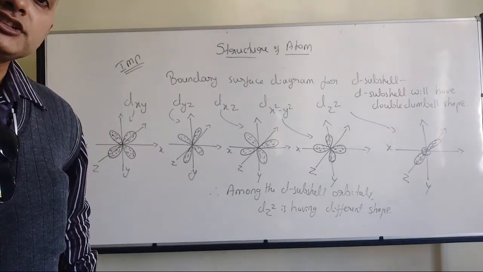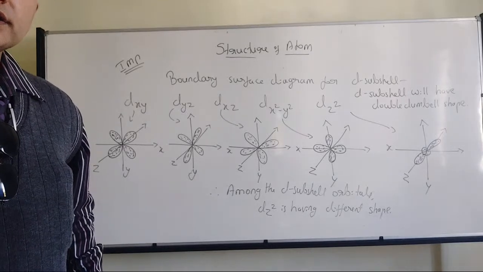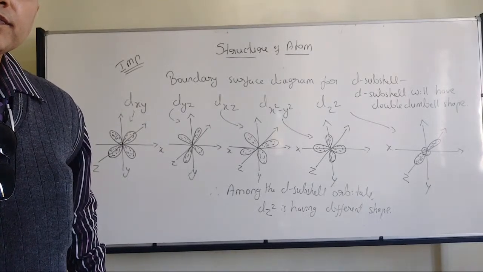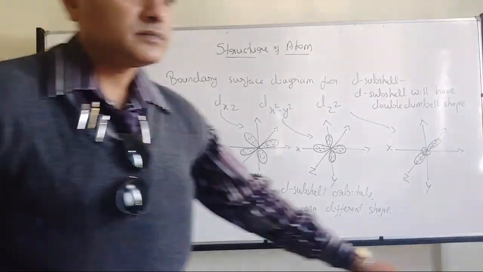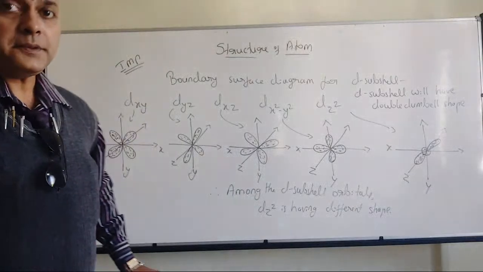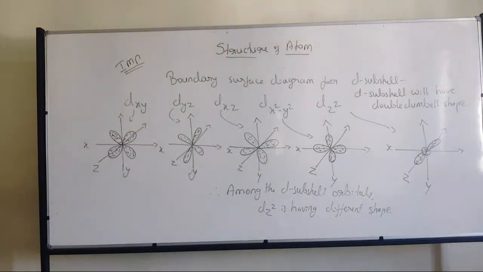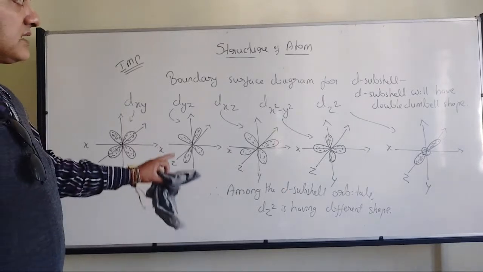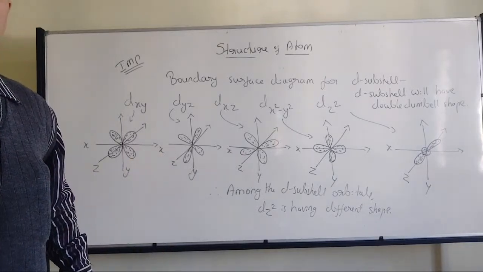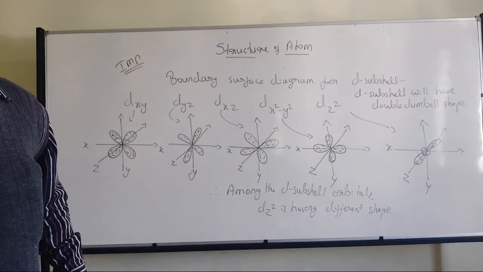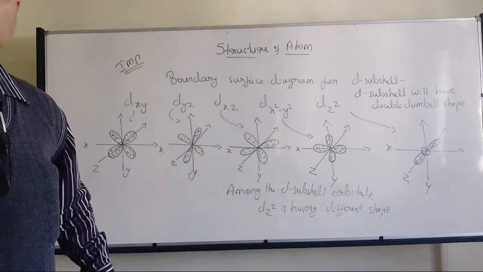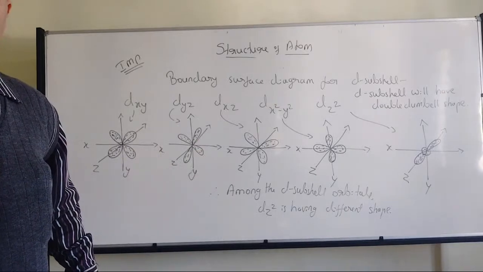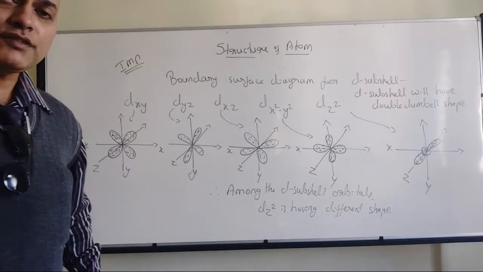All of you have understood? Any doubts? Any doubts in this? Okay. So in that case, shall I remove this? All of you have understood? So if it is asked, it will be for 4 marks. If they are asking about the boundary surface diagram for d subshell, all these things you have to draw. It cannot be less than 4 marks. Okay, all of you have understood?